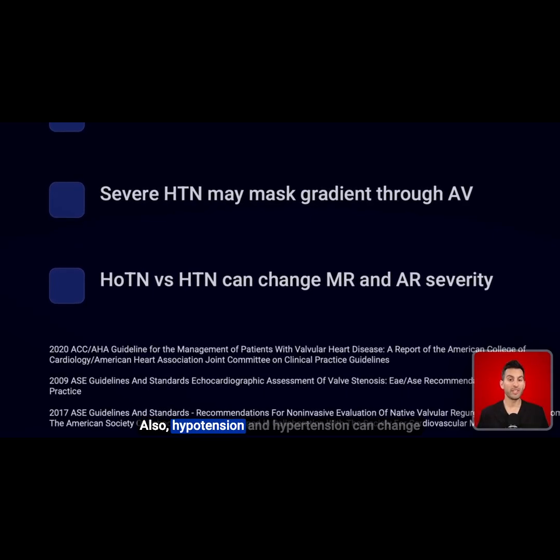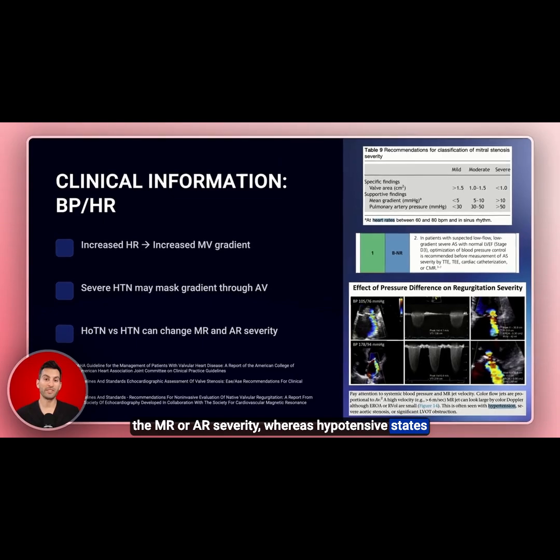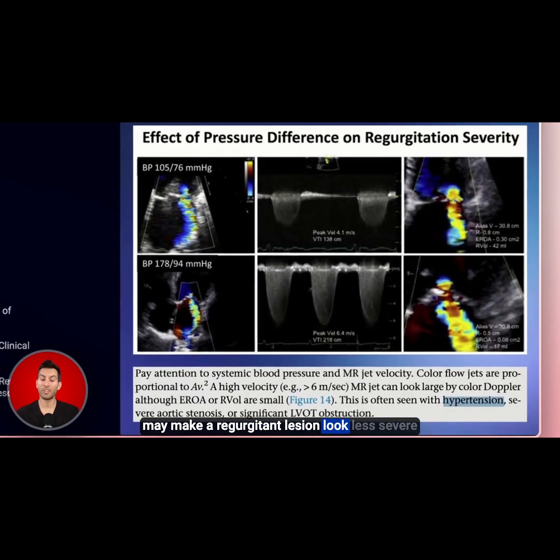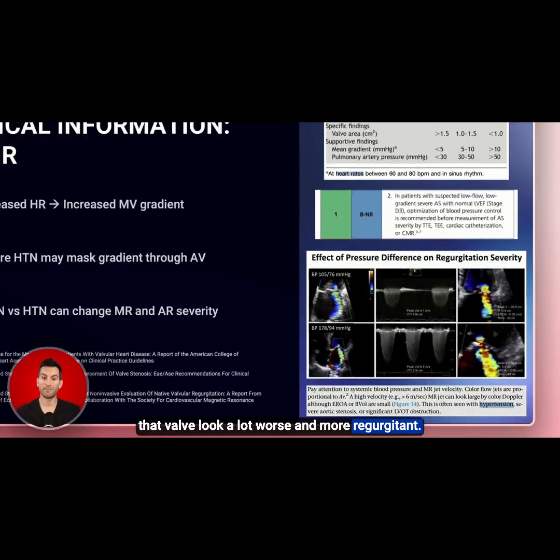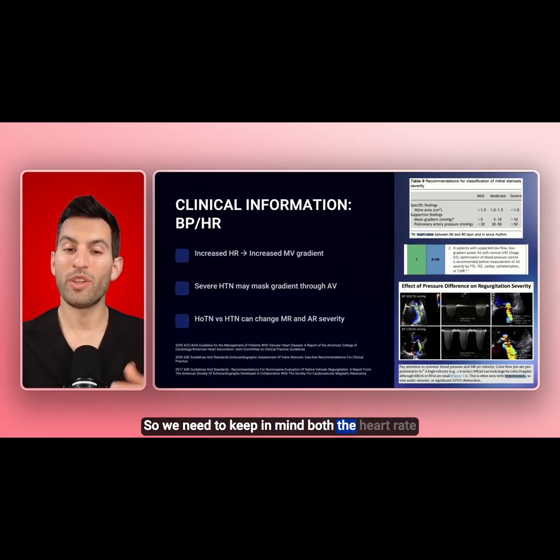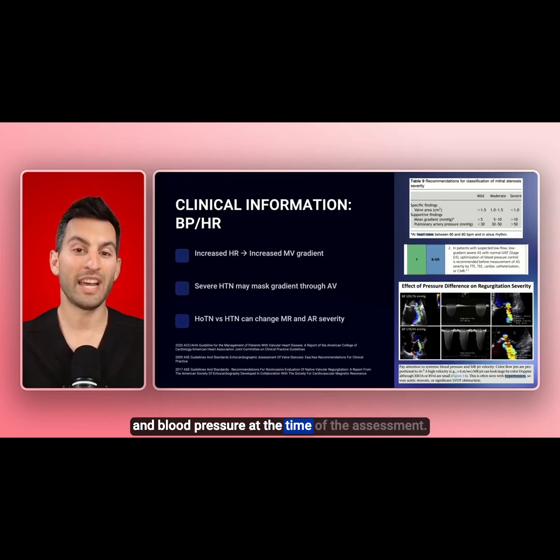Also, hypotension and hypertension can change the MR or AR severity, whereas hypotensive states may make a regurgitant lesion look less severe, and hypertensive states will increase that pressure gradient back through the valve and could make that valve look a lot worse and more regurgitant. So we need to keep in mind both the heart rate and blood pressure at the time of the assessment.